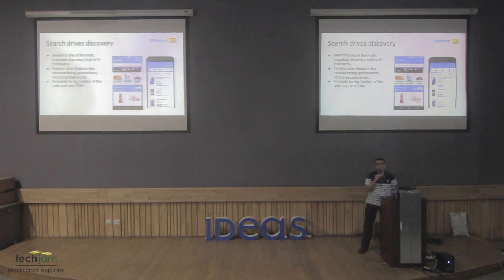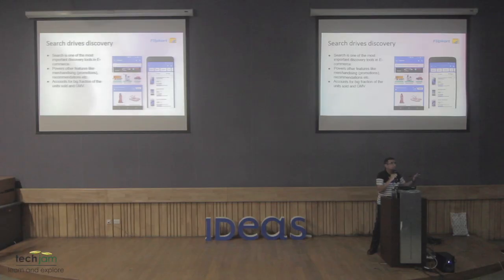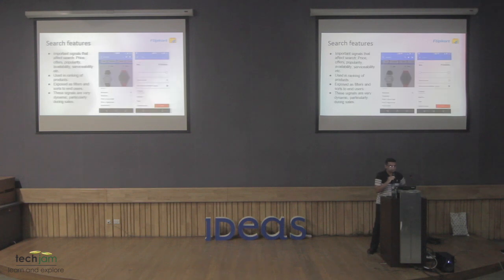So if you take both of these into account, then search accounts for a huge fraction of our business, about 70-80% of units and GMV. GMV, by the way, for those of you who are not from the e-commerce domain, stands for gross merchandising value. That's just the dollar amount of the business that we do on our platform. So about 70-80% of our business is powered by search. So clearly one of the most important discovery mechanisms is search.